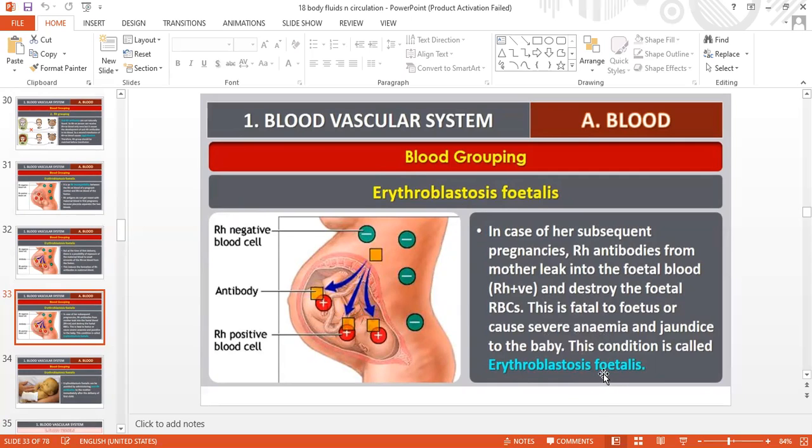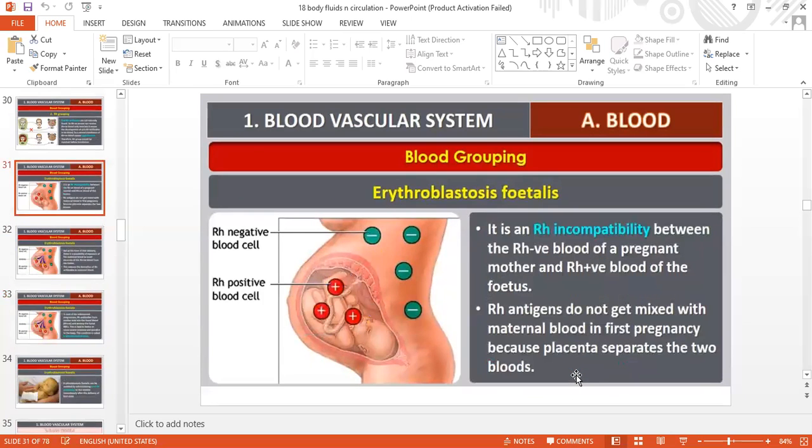This condition is known as erythroblastosis fetalis. I'll show it again to you. Now look here at this diagram and follow the cursor. The mother is Rh negative. The father must have been Rh positive. So 100% the fetus is Rh positive.